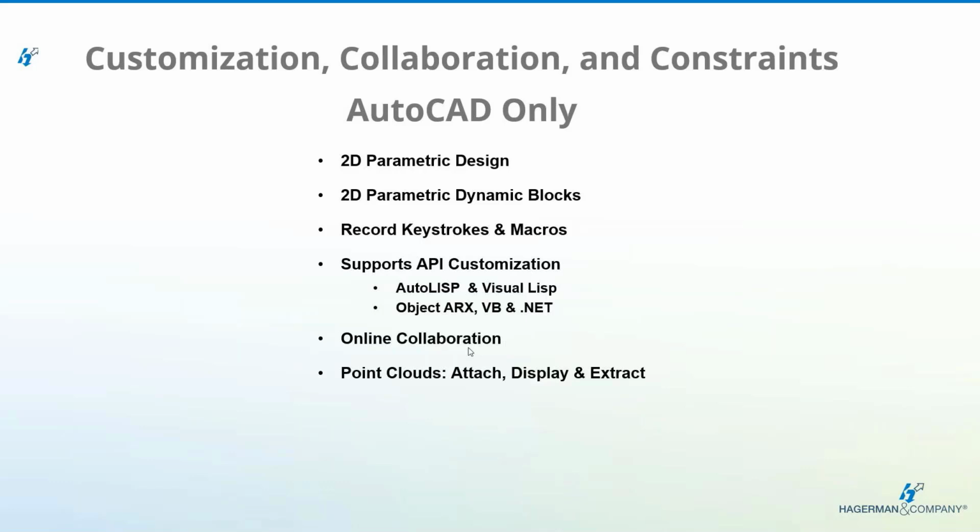Point clouds can also be attached and displayed, and you can make them different colors and things like that. But you can also extract objects from the point cloud in AutoCAD. So I could literally create 2D geometry from the point cloud that is attached to the drawing. I could use it to find center lines, corners, stuff like that. It's a really nice way to get that point cloud information and translate it into AutoCAD objects.